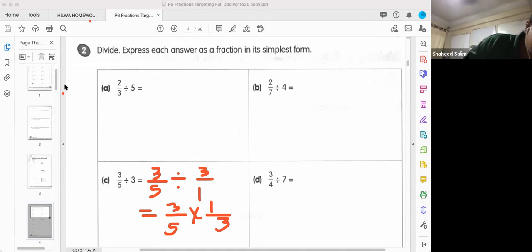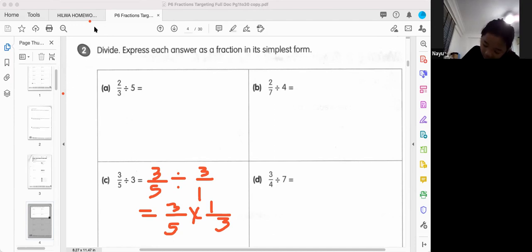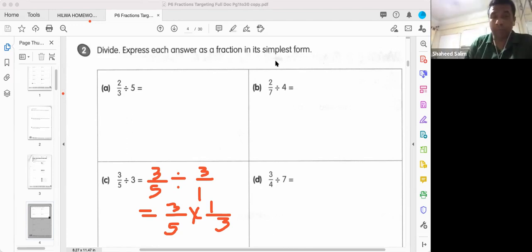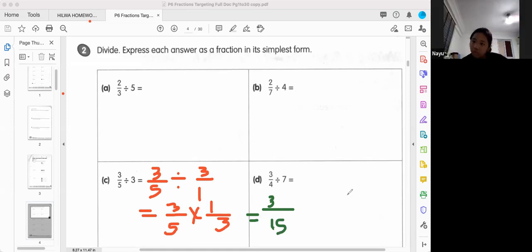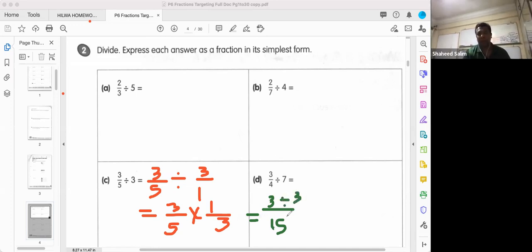Can you get an answer? 3 out of 15. Well done. 3/15 is correct, but you can reduce some more. One more step. Both numbers can be divided by the same number. What is it? Both 3 and 15 can divide by the same number. What is it? 3. Good. So divide this by 3. What do you get?